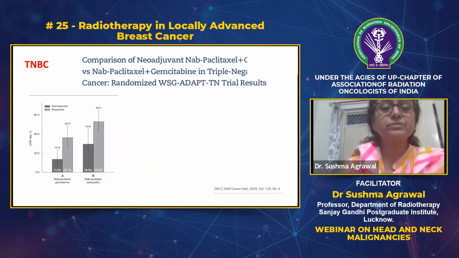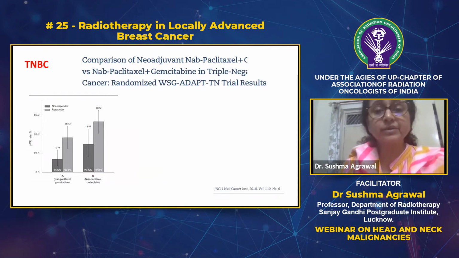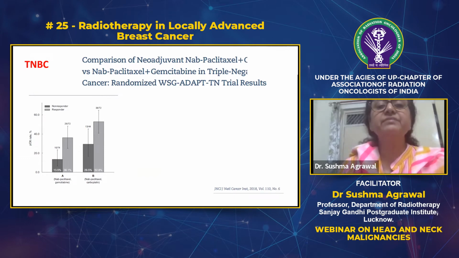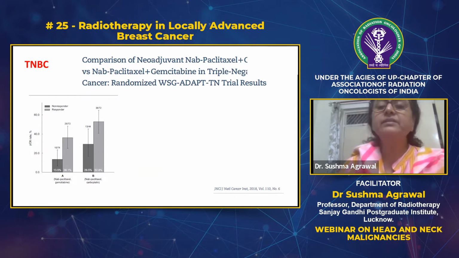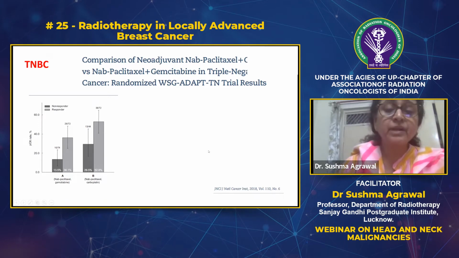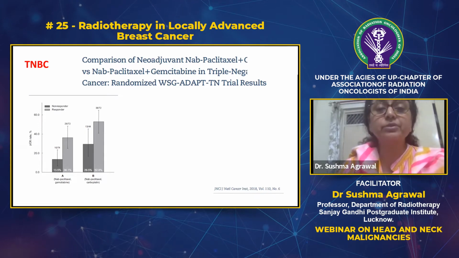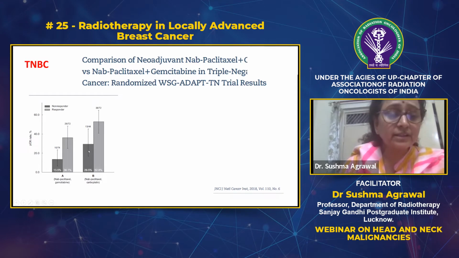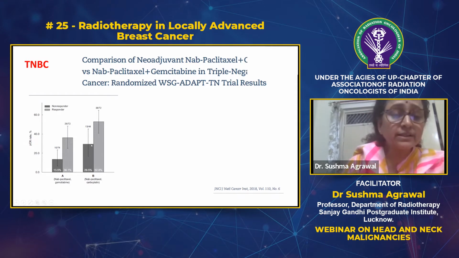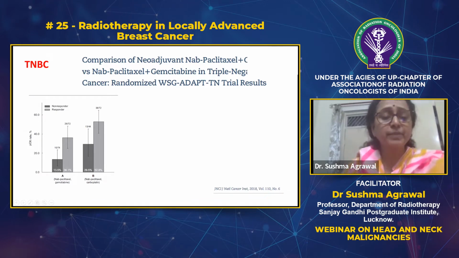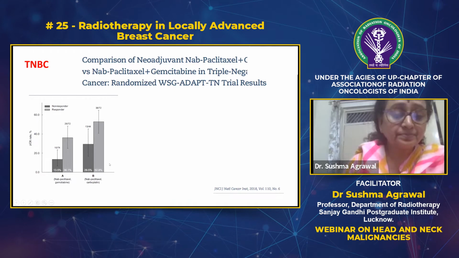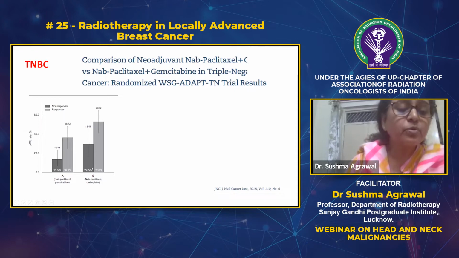Now, coming to the other worst biology, that is triple negative. People were working on other agents to achieve a better PCR. So people were trying nab-paclitaxel and gemcitabine, and then they tried nab-paclitaxel and carboplatin. Nowadays, it is said that if you incorporate carboplatin in triple negative, it is better. Now, if you see in this study, compared to a non-responder, which gives a PCR rate of 30%, in the responder you get a PCR rate of 52% with platin, which is far more than with gemcitabine.